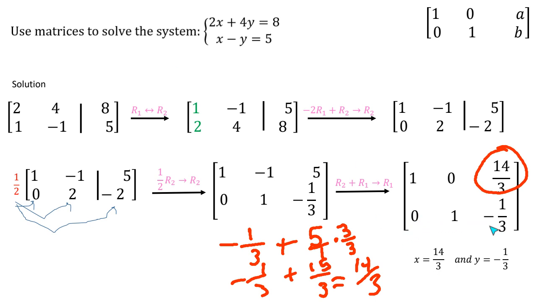So now notice on the left side, I have my identity matrix. I have the 1s and the 0s. So if I change it back to a system, I'm going to have x is equal to 14 thirds and y is equal to negative 1/3.